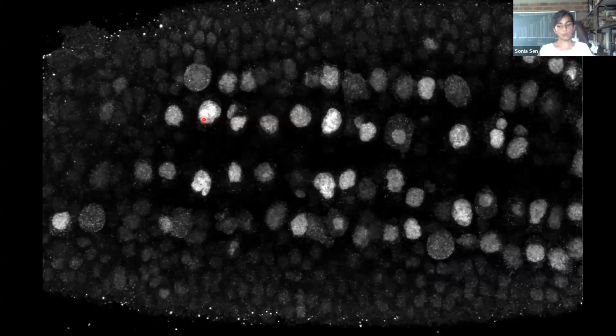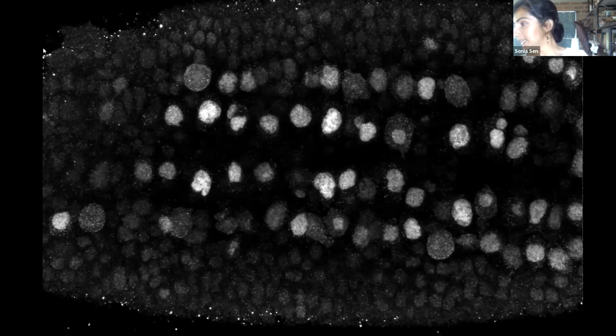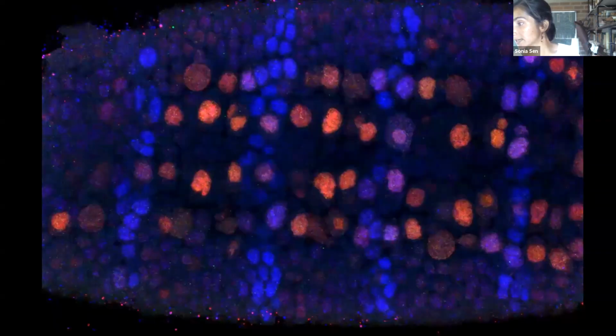But if you now were to superimpose these anterior-posterior patterning genes onto these neural stem cell genes, then what you'll see is something like this. So what you can immediately see is that the neural stem cells that come out of this engrailed domain are molecularly distinct from their neighbors.